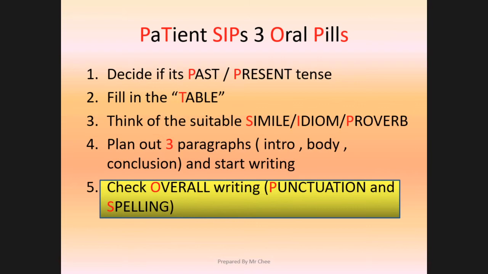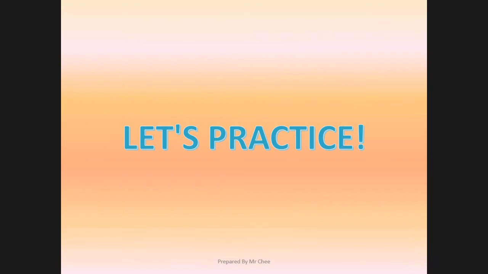Okay, step five. After we finish everything, we need to check the overall writing. We need to check the punctuation and the spelling, because when we make mistakes in punctuation and spelling, we will get marks deducted. This is step five, the final step. After we finish all, we check overall writing, punctuation and spelling. These are the skills I call Patient SIPs, three oral pills. This is a very simple way to help you in your writing. Okay, let's go through it. Now let's practice. Students, do you have any problem?